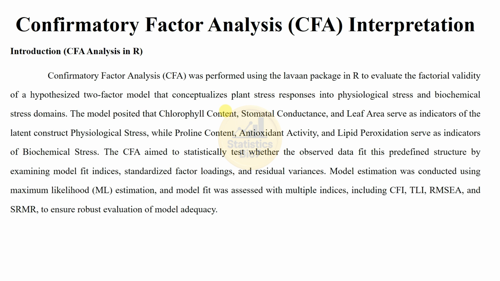Model estimation was conducted using maximum likelihood (ML) estimation, and model fit was assessed with multiple indices including CFI, TLI, RMSEA and SRMR to ensure robust evaluation of model adequacy.